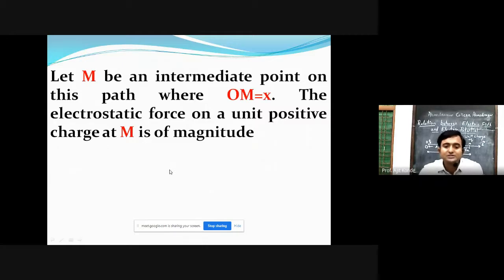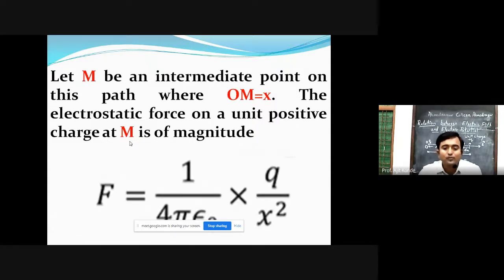See this explanation. Let M be the intermediate point on this path where OM is equal to x. The electrostatic force on a unit positive charge at M is of magnitude, then, this is the force according to which law? That is Coulomb's law. What is the definition of Coulomb's law? The electrostatic force of attraction or repulsion between any two charges is directly proportional to the product of the magnitude of the charges and inversely proportional to the square of the distance between them.